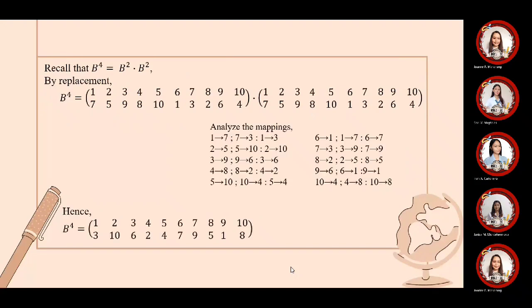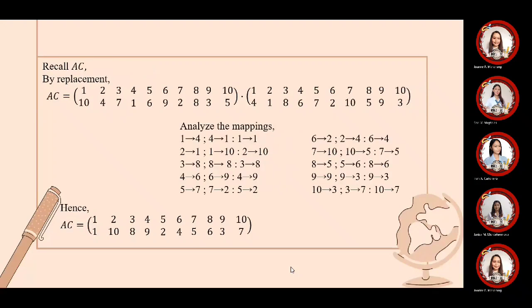So by replacement again, our B raised to 4 will be 3 maps to 1, 1 maps to 3, 2 maps to 10, 3 maps to 6, 4 maps to 2, 5 maps to 4, 6 maps to 7, 7 maps to 9, 8 maps to 5, 9 maps to 1, and 10 maps to.